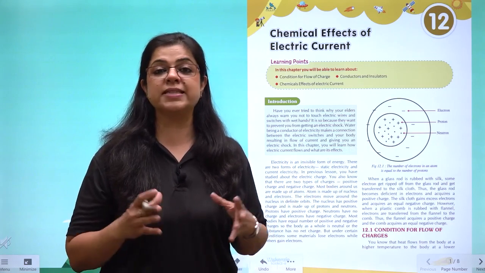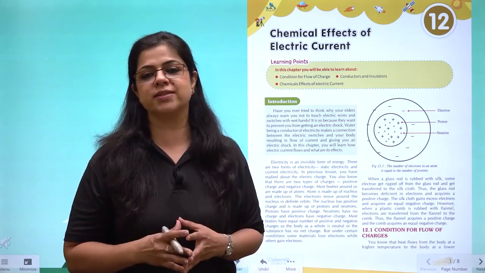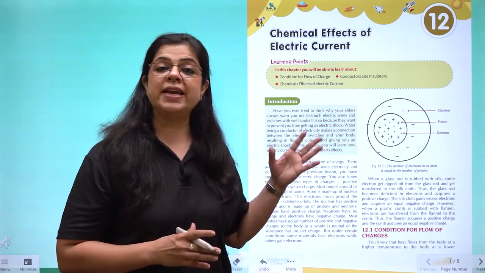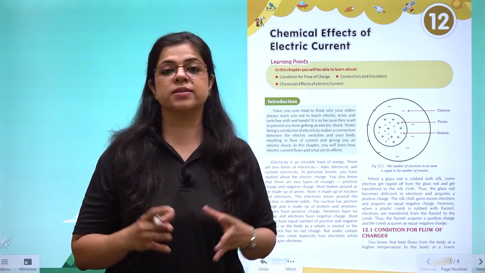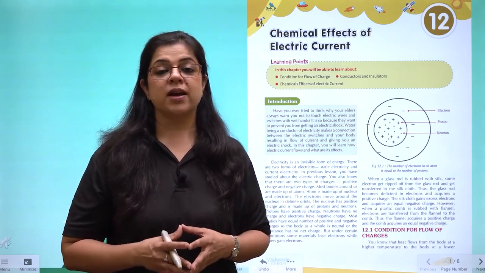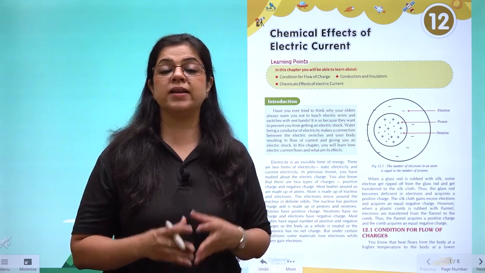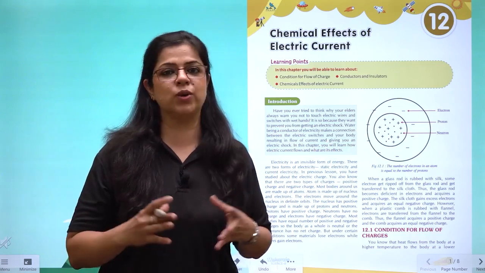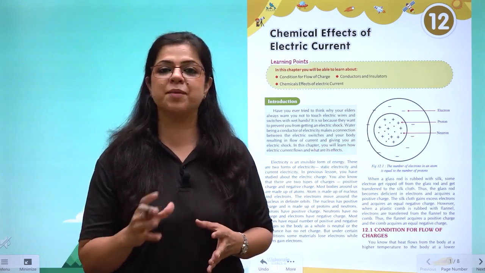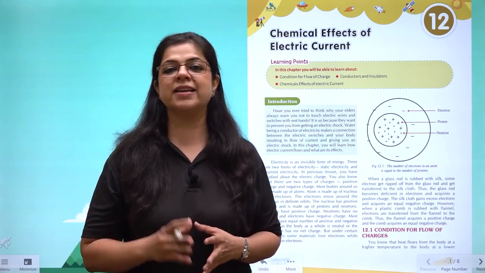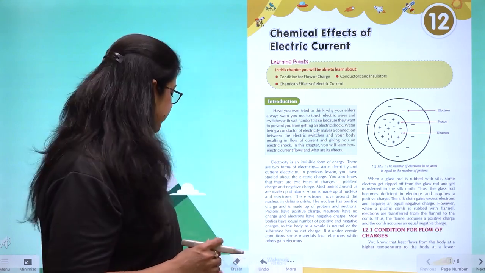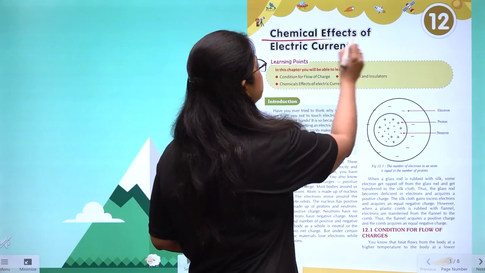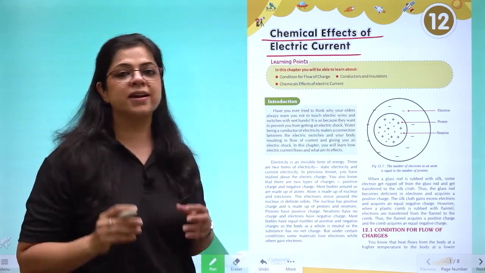Why are all these instructions given to you all the time? This is because electricity can cause an electric shock to your body. Now, electricity, other than providing you heat, light, and cooling, can also produce chemical effects. This is exactly what we are going to talk about in this chapter on chemical effects of electric current.